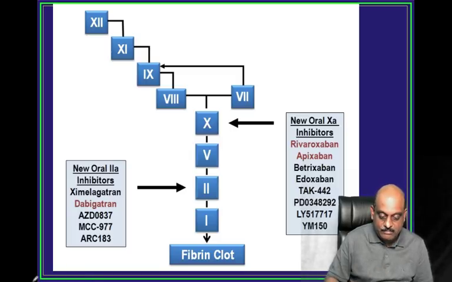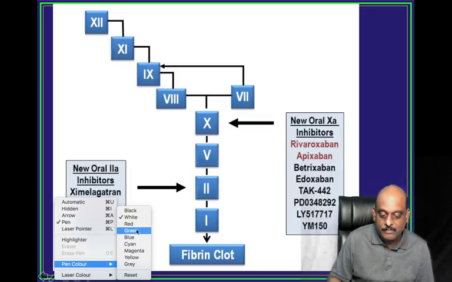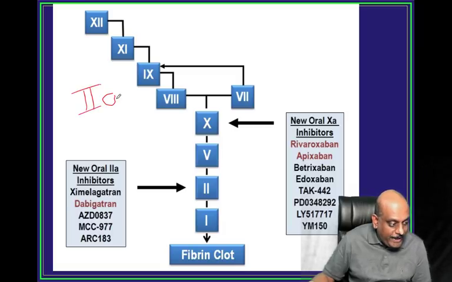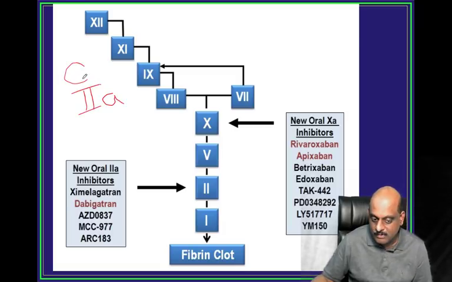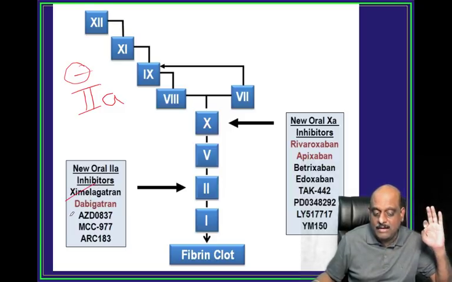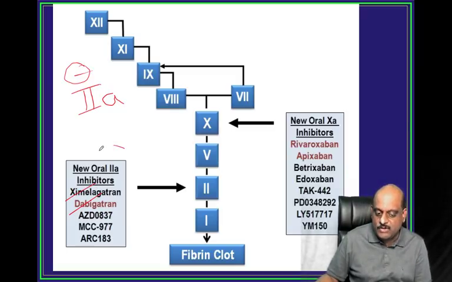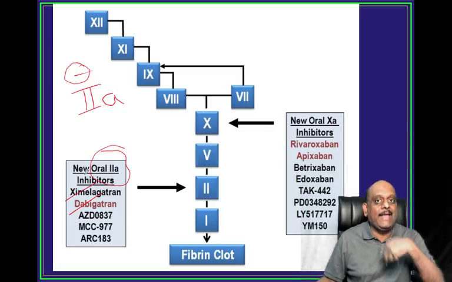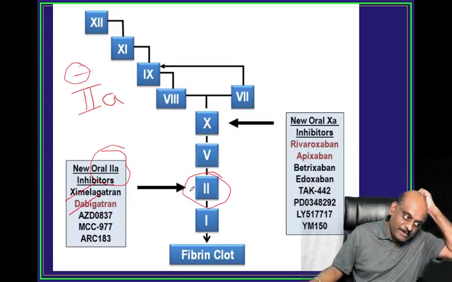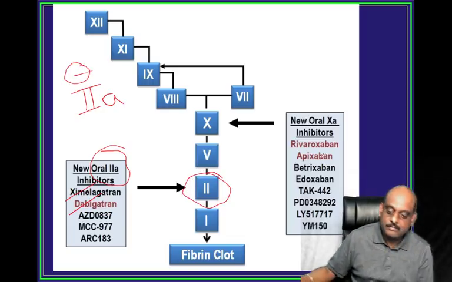Now, doctor, be very sure about this list. Factor 2A inhibitors: ximelagatran, dabigatran, all the gatrans. Oral 2A inhibitors. Factor 2 is what? Thrombin, right?